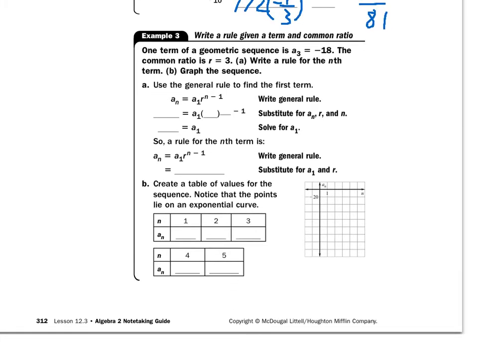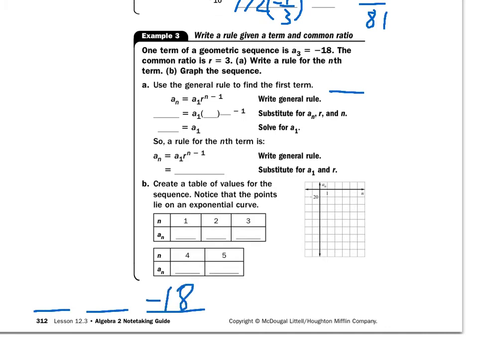All right. One term of a geometric sequence is a sub 3 equals -18. The common ratio is 3. Okay. That means every time it gets multiplied by 3. So there's some number here. Here's kind of how I like to think about it. Let's do it down here. 1, 2, 3, and we said the third term was -18.